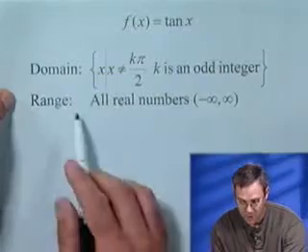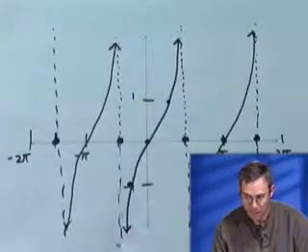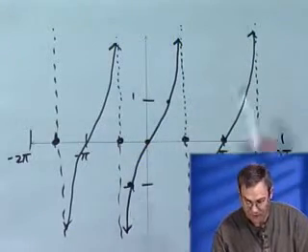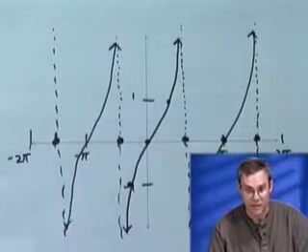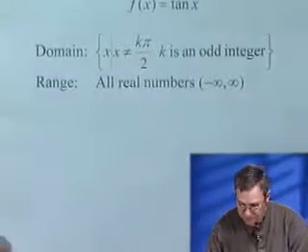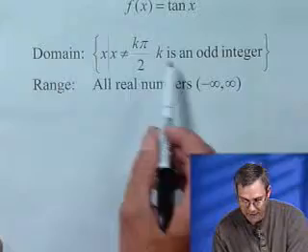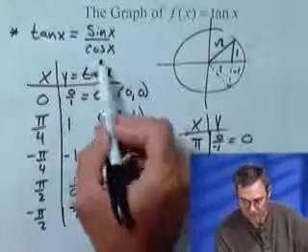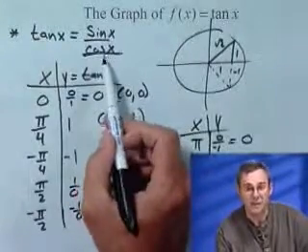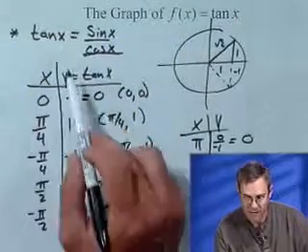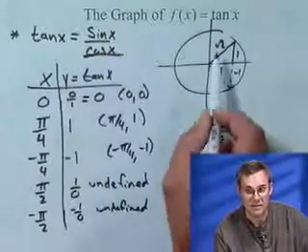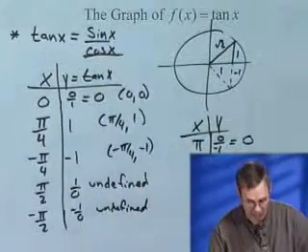Okay. The range, well, that's nice. The range is all real numbers. This arrow goes up forever. This arrow goes down here forever. So the range is negative infinity to infinity. The only thing we have to remember is that the domain is a little bit restricted. Pretty easy to think of. Since tangent is equal to sine over cosine, wherever the cosine is equal to 0 is where the tangent is going to be undefined. And cosine is equal to 0 at pi halves, negative pi halves, 3 pi halves, 5 pi halves, etc.